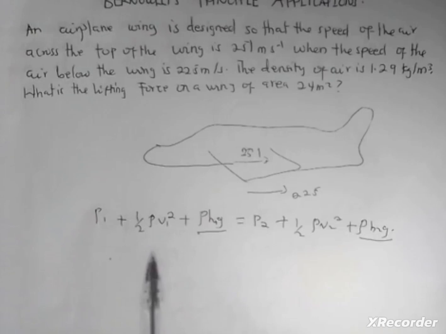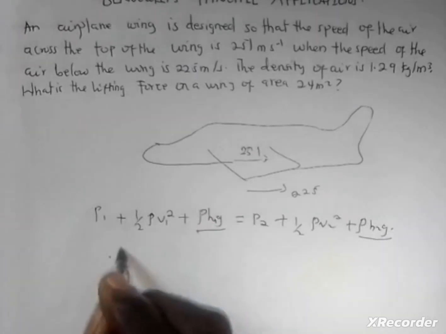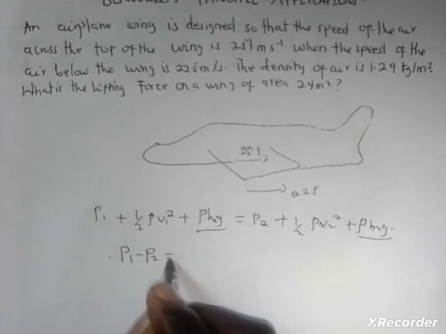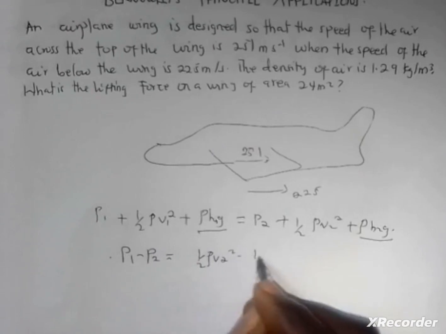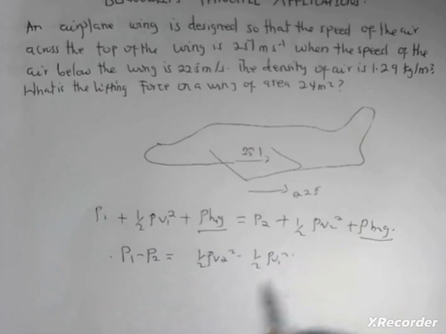It is asking us to find force. Remember, in the Bernoulli's equation we don't have a force, but we have pressure, which can give us force given an area. So what is the lifting force on the wing of area? Meaning we need to determine the pressure, that is the change in pressure, before we can use that to find the force. So P1 minus P2, which is my change in pressure, is going to be half rho V2 squared minus half rho V1 squared.